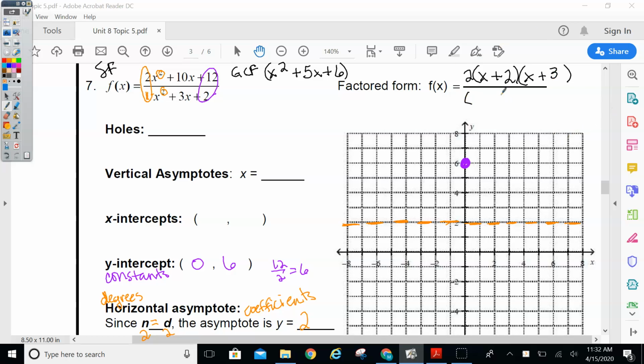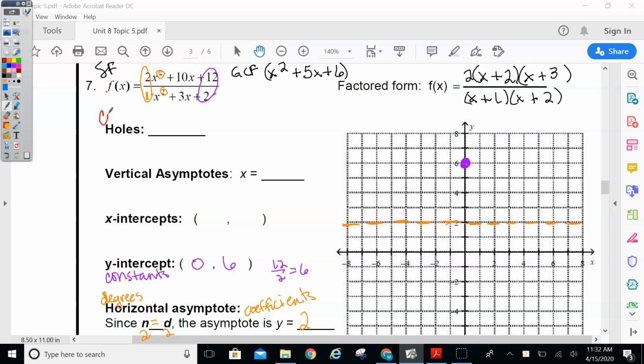Now the denominator. So 2 to get 3. So 2 is only 1 and 2. 1 times 2. To get a positive 3, they both got to be positives. Okay, so now let's check.